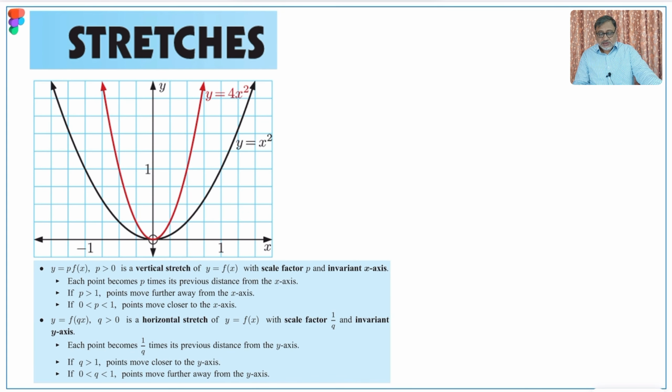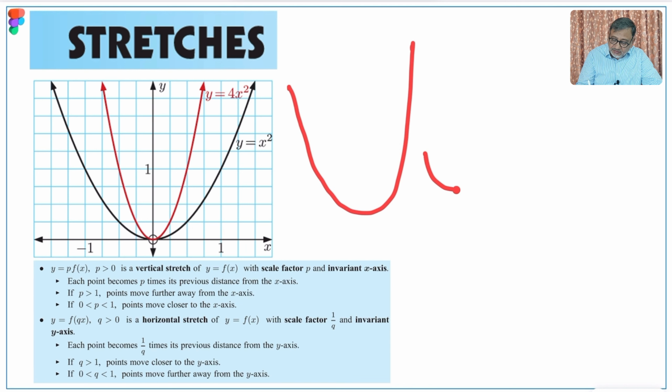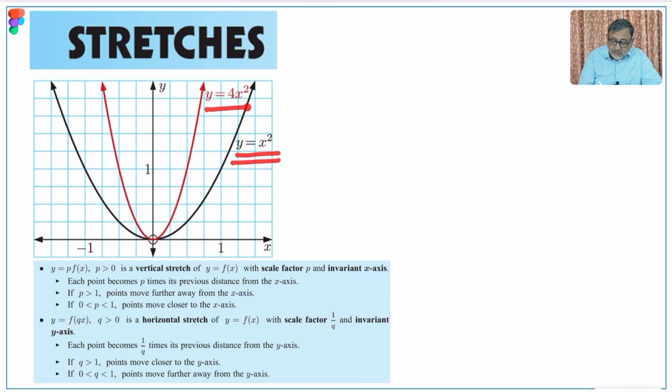Now the second thing in transformation is stretch. Stretch means the graph may get pulled up, or maybe the graph will get compressed. So here the original graph was y is equal to x square. Now it has become y is equal to 4 times x square. So we are multiplying the y value by 4, because the whole expression was the y value. So when you multiply y by a scalar 4, the graph will get stretched by scale factor 4 parallel to the y-axis. So it will go up.